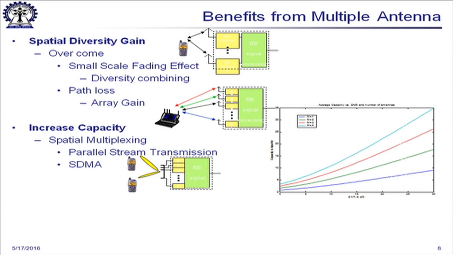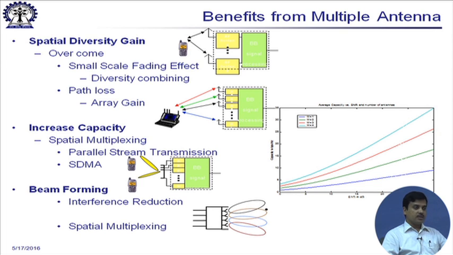The next very important gain provided by MIMO communications is increase in capacity through spatial multiplexing. As shown in the figure, 2 users can simultaneously communicate with the base station. The curve on the right hand side indicates the increase in capacity as one keeps on adding different numbers of antennas to the communication system. The next benefit that MIMO brings is through beamforming. The beamforming gives us the facility to reduce interference as well as to provide space division multiple access and many others.